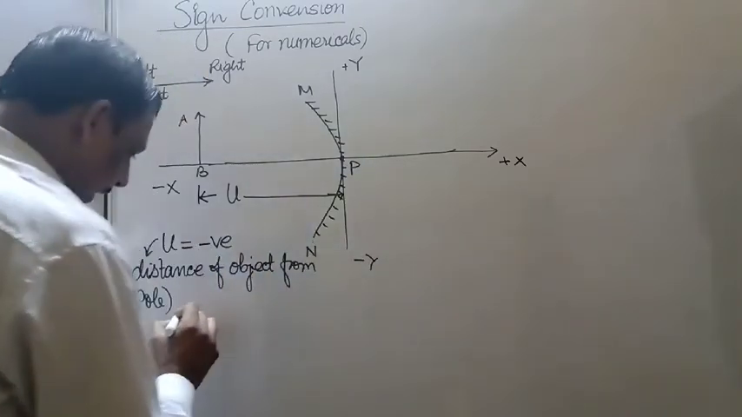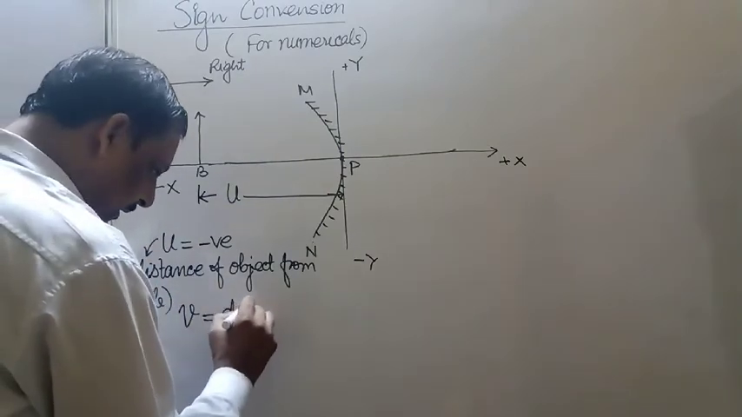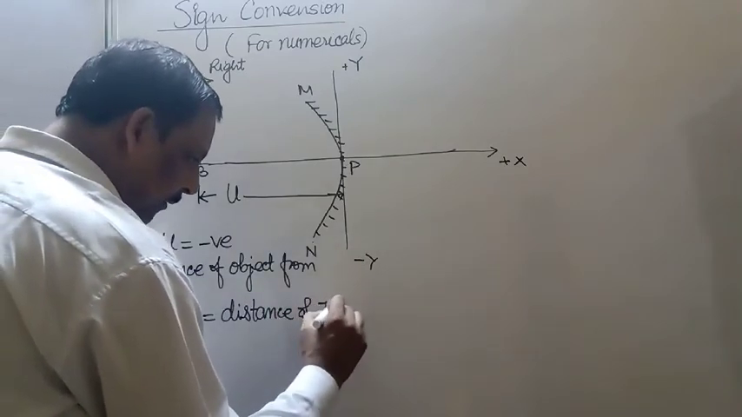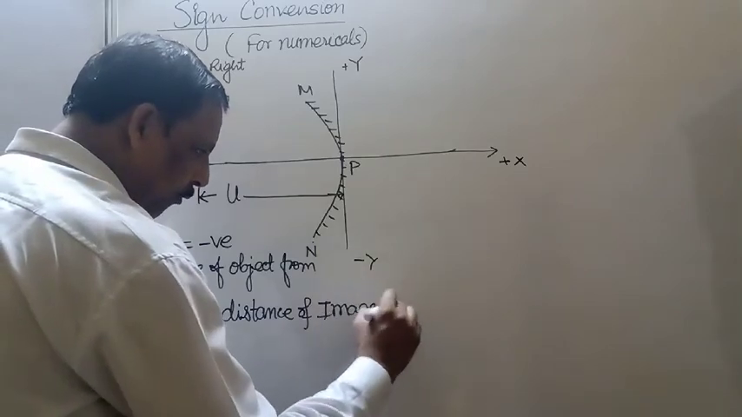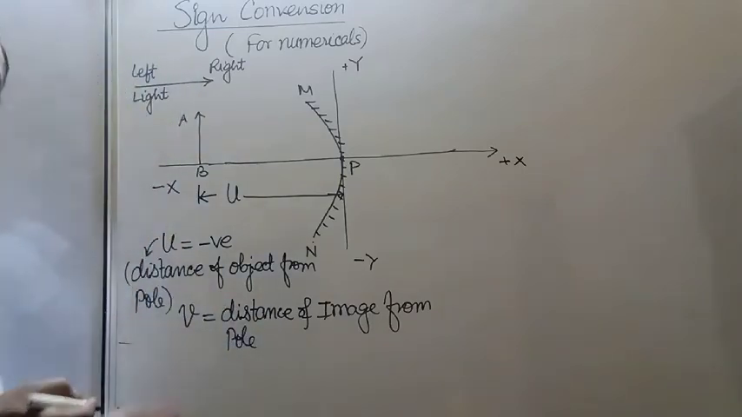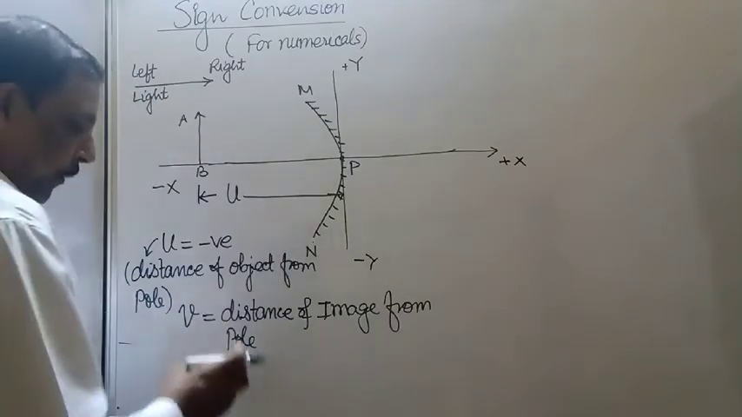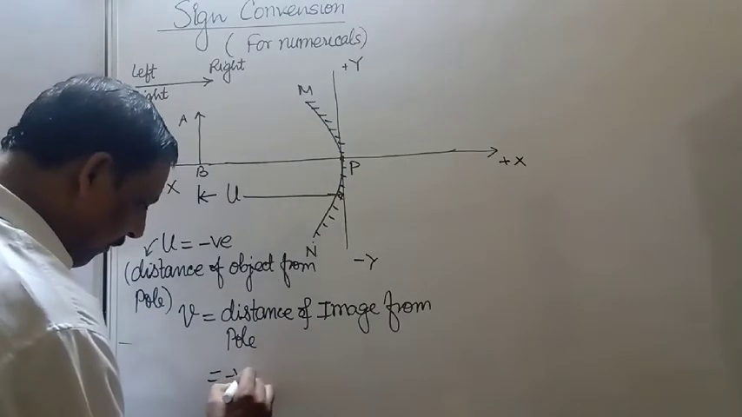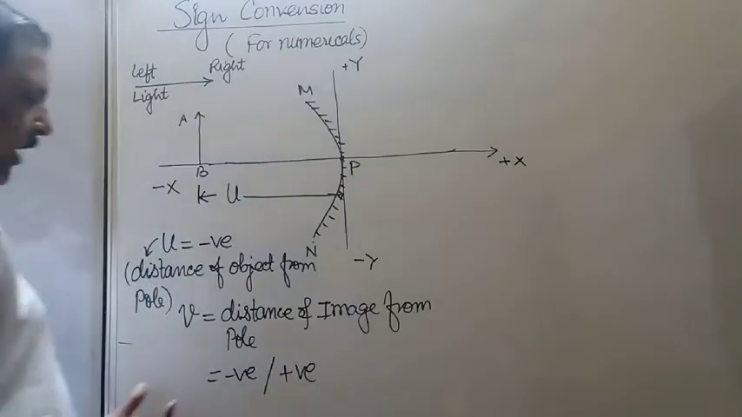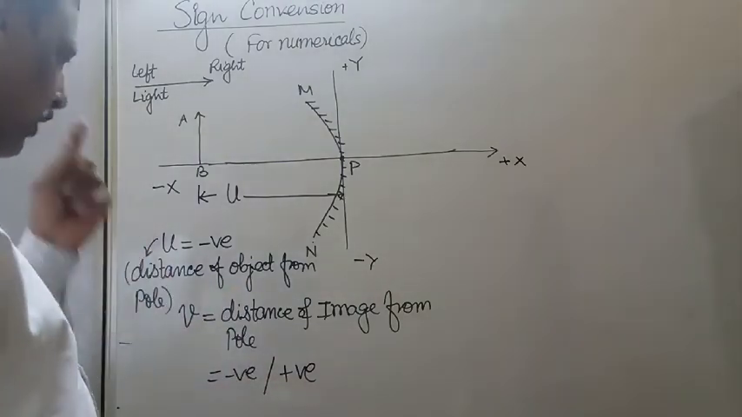And what will we take? Small v. These are all small letters. Small v is the distance of the image from the pole. So sign convention gives the idea of distance. What is the sign? If the image is real, then it will be negative, and if it is virtual, then it will be positive. It can be negative or positive, depending on the situation.